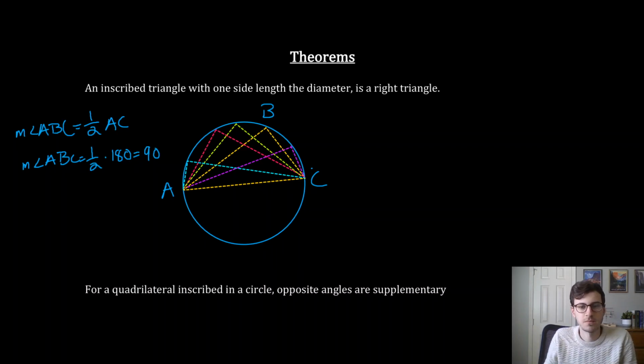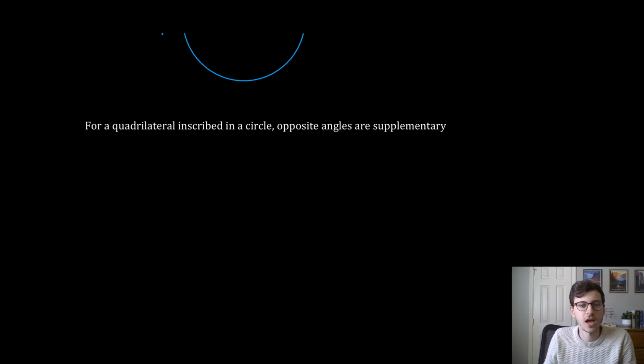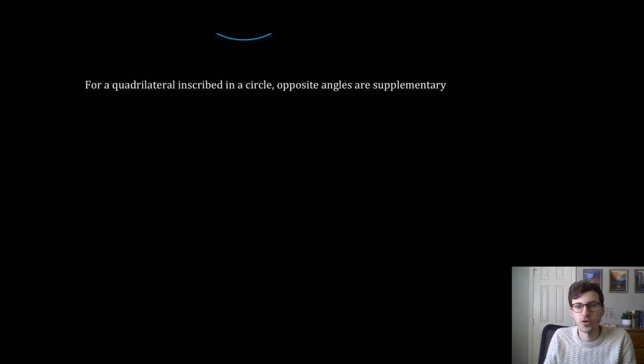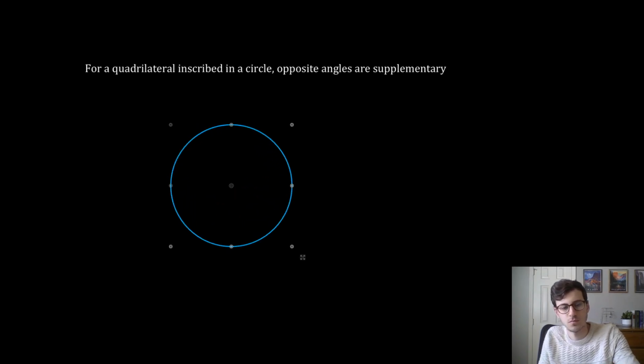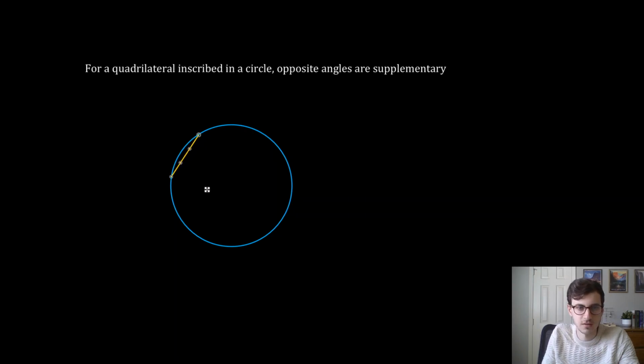Let's look at our second theorem. For a quadrilateral inscribed in a circle, opposite angles are supplementary. Okay, so let's get another circle. And just any quadrilateral, right? It actually doesn't matter what the quadrilateral is. So let's try to make it. I always have a hard time making this not look like anything, but I think that'll be pretty good. Kind of looks like a kite, but that's fine.